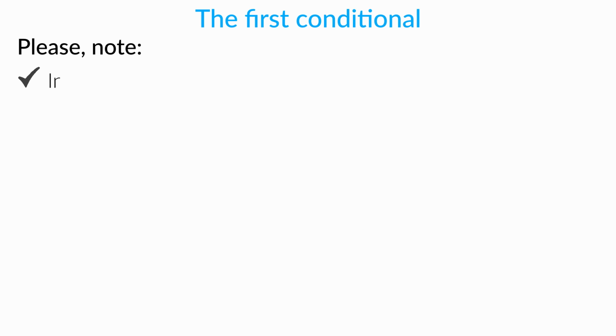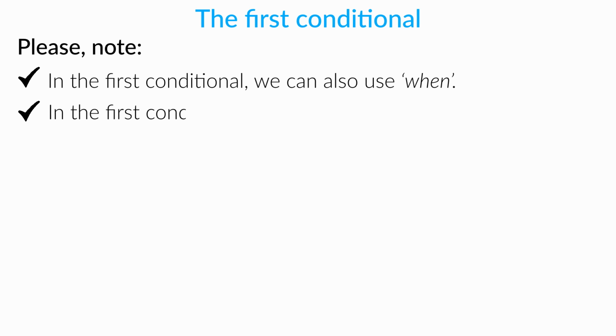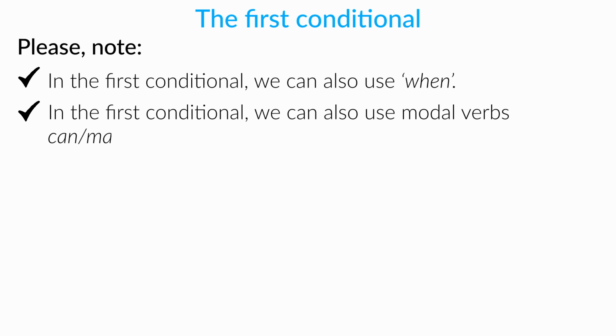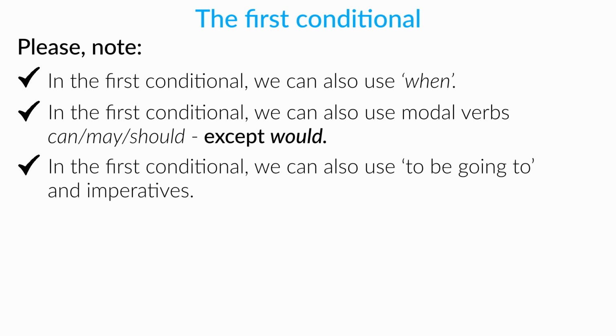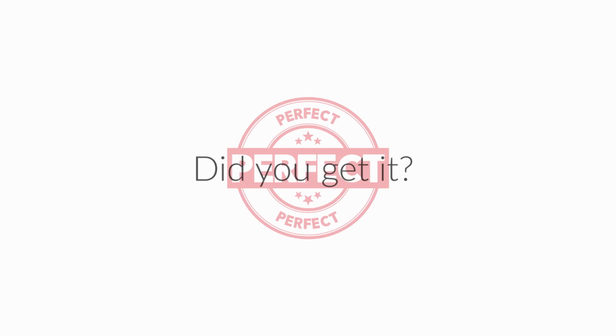Please note, in the first conditional, we can only use when. In the first conditional, we can also use modal verbs: can, may, should, except, would. In the first conditional, we can also use to be going to and imperatives. Did you get it? Perfect.